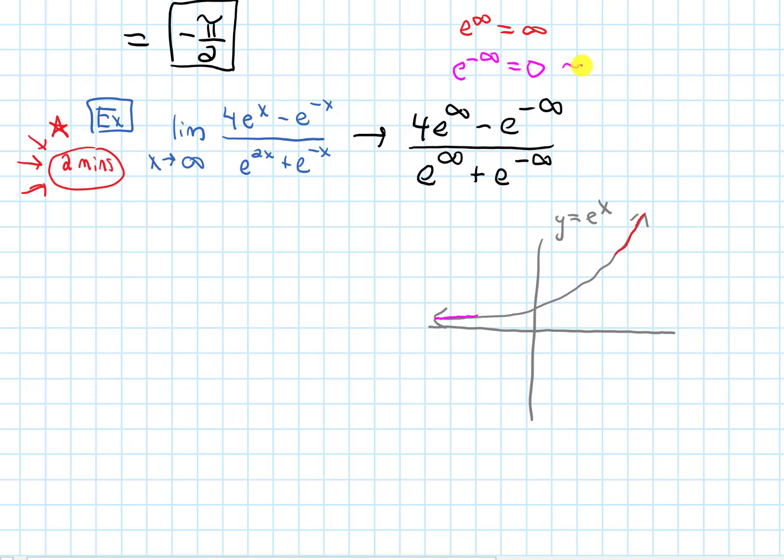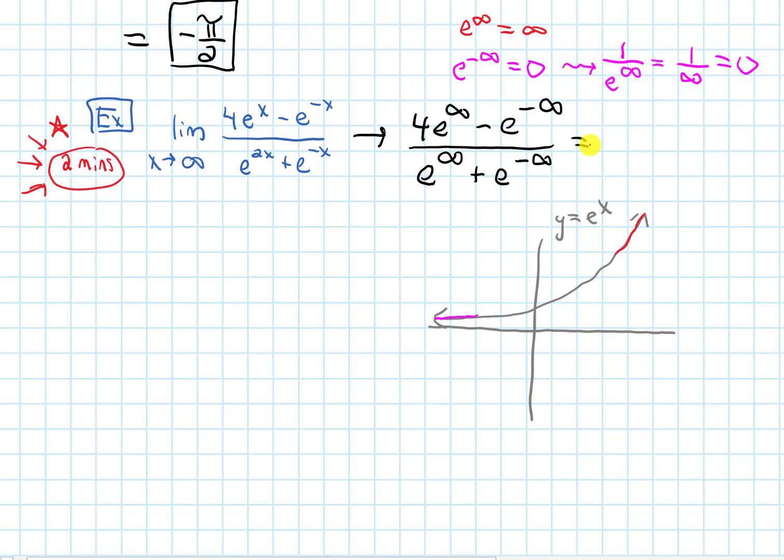Another way that I could have seen that is e to the negative infinity is 1 over e to the positive infinity. And I know e to the positive infinity is infinity, and 1 over infinity is 0. So that's another way I could have kind of algebraically simplified that to see that it's 0.